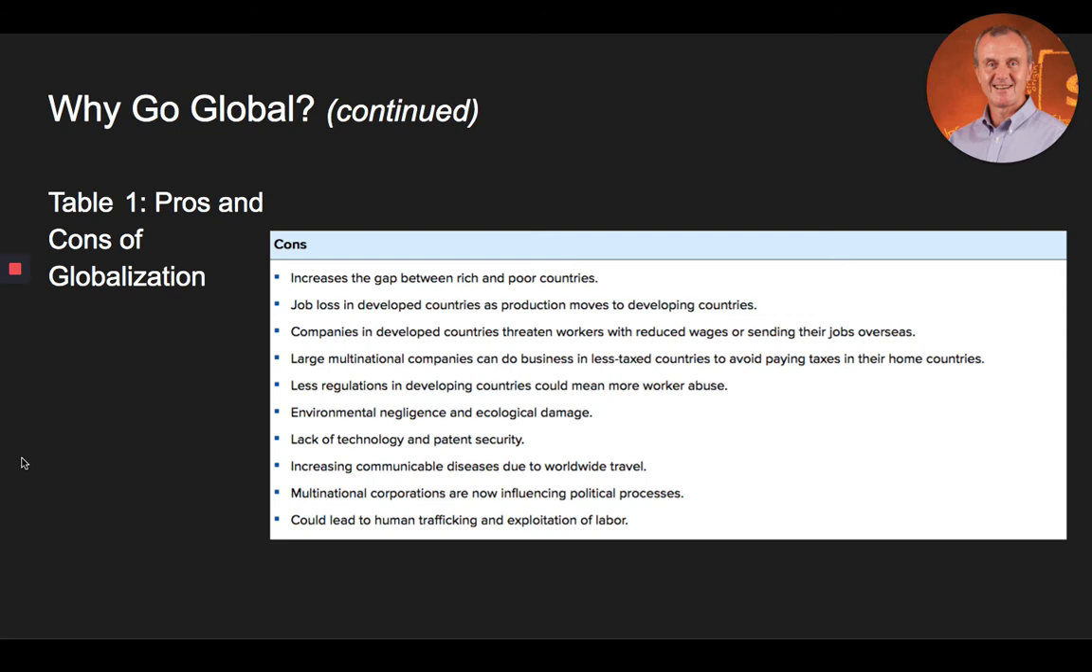There have been instances of environmental negligence and ecological damage. Globalization has also been fraught with a lack of technology and patent security. There has been an increase in communicable diseases due to worldwide travel, and multinational corporations are now influencing political processes. And finally, a last con of globalization is that it could lead to human trafficking and the exploitation of labor.